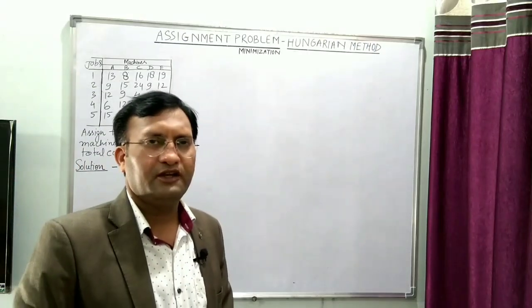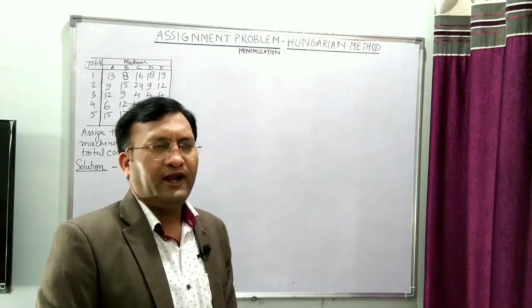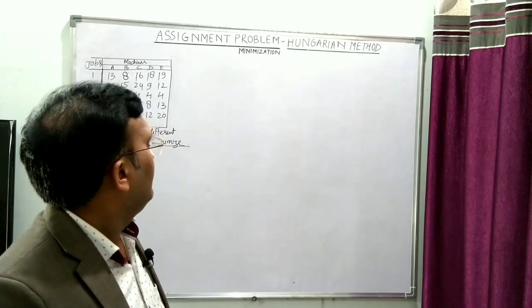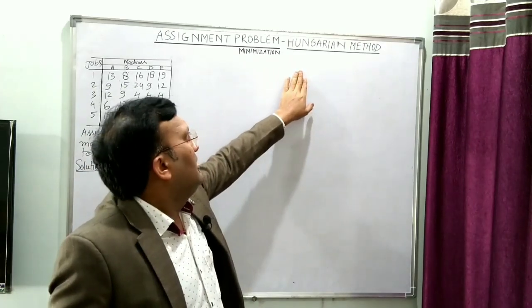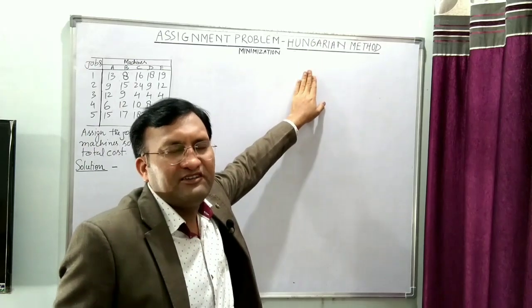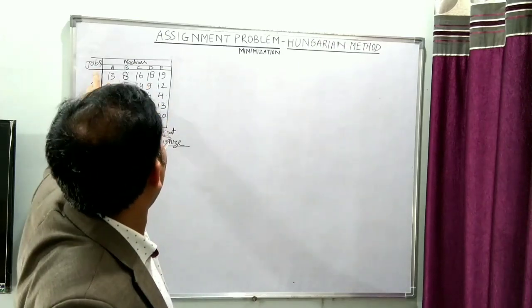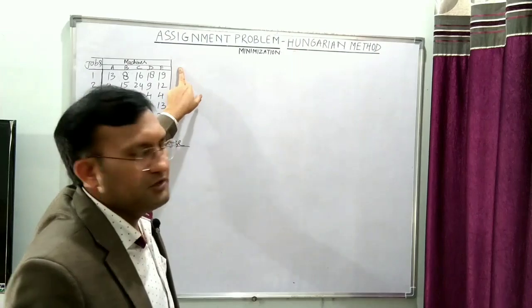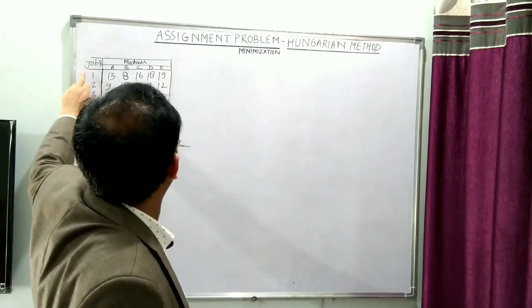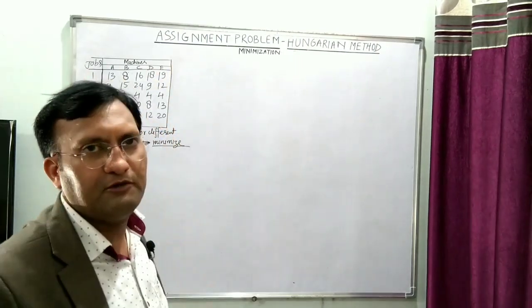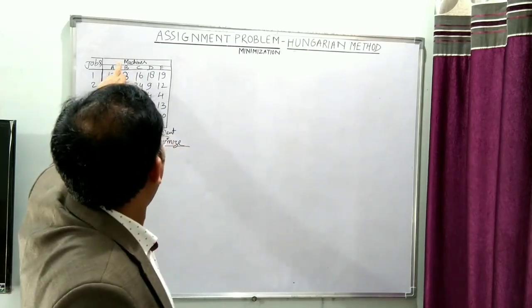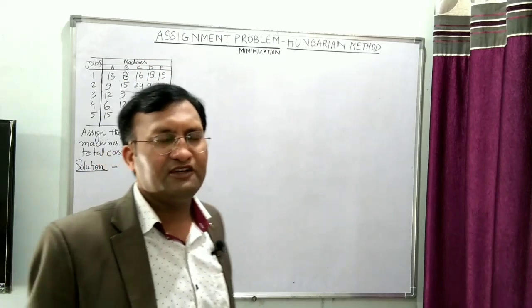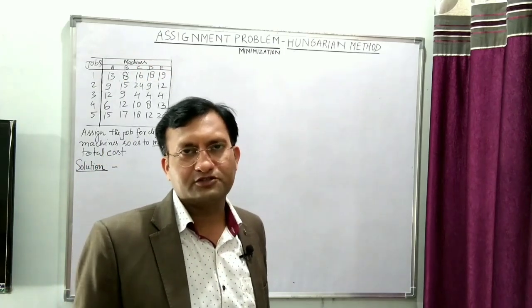Dear students, today I am with another video and I will be taking another problem, that is the assignment problem. We'll be solving it through the Hungarian method. So what is the assignment problem? In the assignment problem, generally we have a certain number of machines which have a certain number of jobs to be performed, right? So our aim is to assign all the jobs to different machines in order to minimize the cost, right?